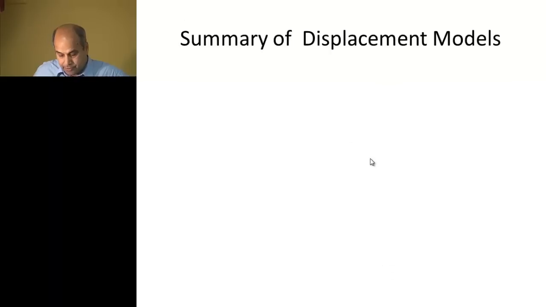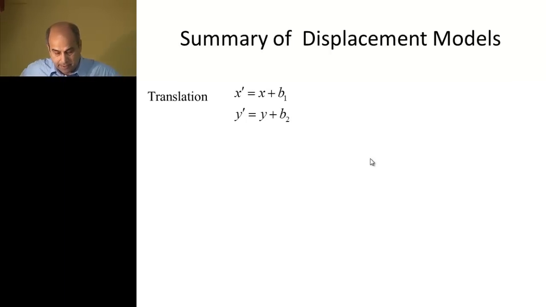So that's nice. Now to summarize, we have the displacement models. The simplest motion in the image plane is translation. You just take x, y, and translate by b1, b2.